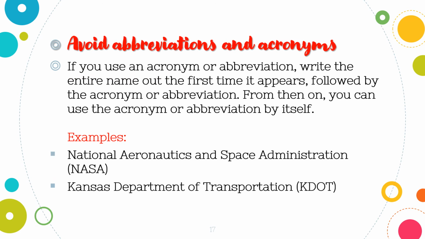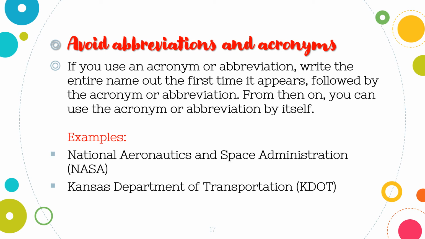Another rule in writing a formal language register is to avoid abbreviations and acronyms. If you will be using an acronym or abbreviation, write the entire name out the first time it appears. For example, National Aeronautics and Space Administration or Kansas Department of Transportation. You should follow it with the acronym or abbreviation. Then from then on, you can use the acronym or abbreviation by itself.